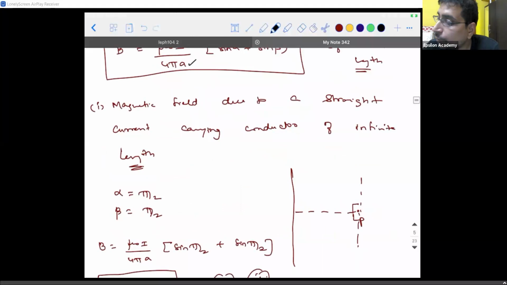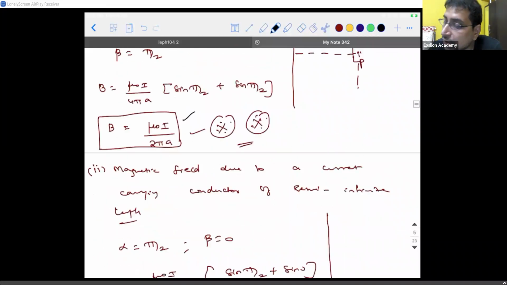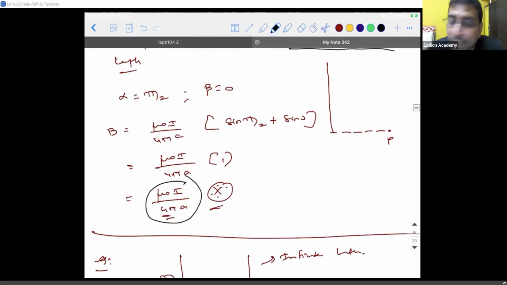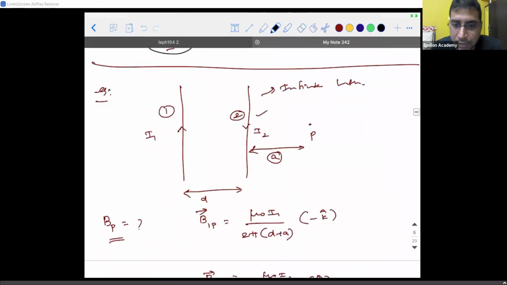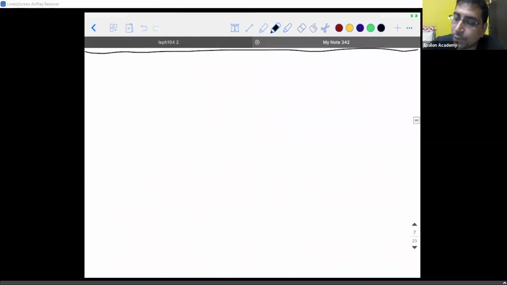Then we saw the magnetic field due to a straight current carrying conductor of infinite length. It came out to be mu naught I divided by 2 pi into A. Similarly, for the semi-infinite length, it came out to be mu naught I divided by 4 pi into A. Correct? Based on that, we did a problem also. In today's class, we are going to see the magnetic field. Please write down the heading.